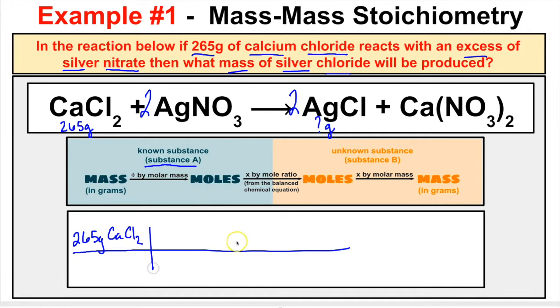And so the very first thing that we're going to have to do is convert the mass of the known substance in grams to moles. And the way that we convert mass to moles, or grams to moles, is by dividing by the molar mass of the substance you're dealing with, which is the CaCl2 here. And so we know that 1 mole of CaCl2, and hopefully you have a calculator out and your periodic table so that way you can determine the molar mass of this, is going to end up being 110.98 grams.